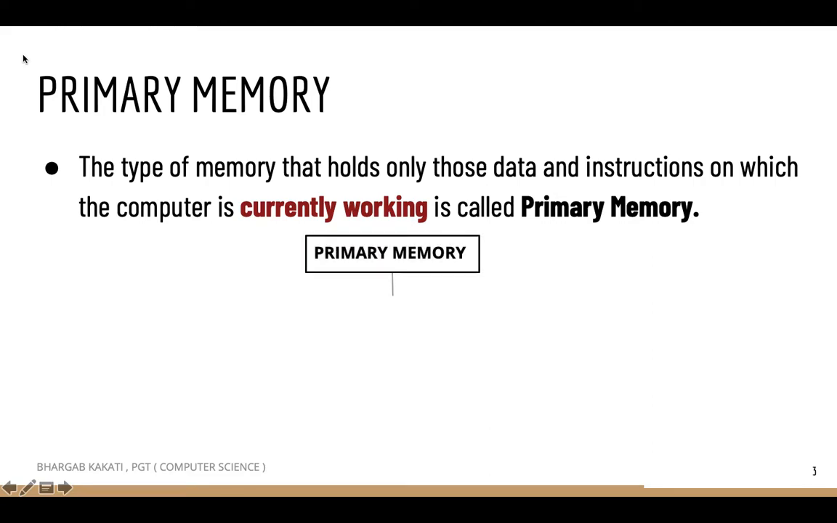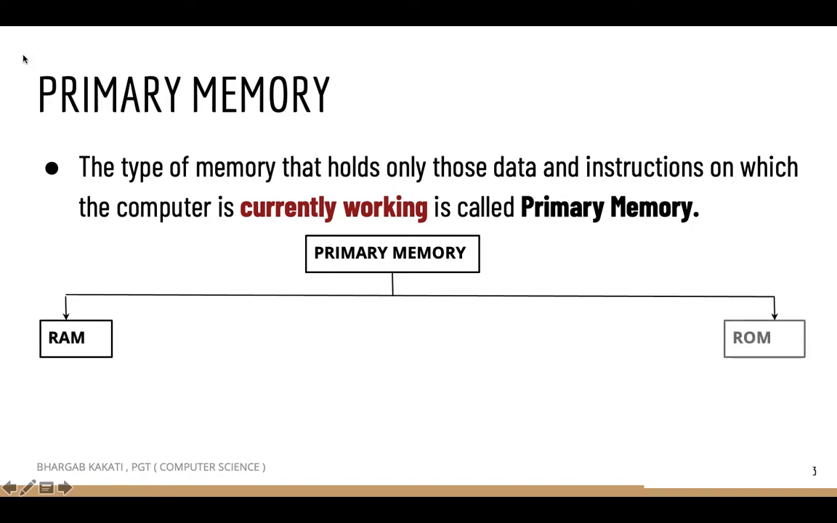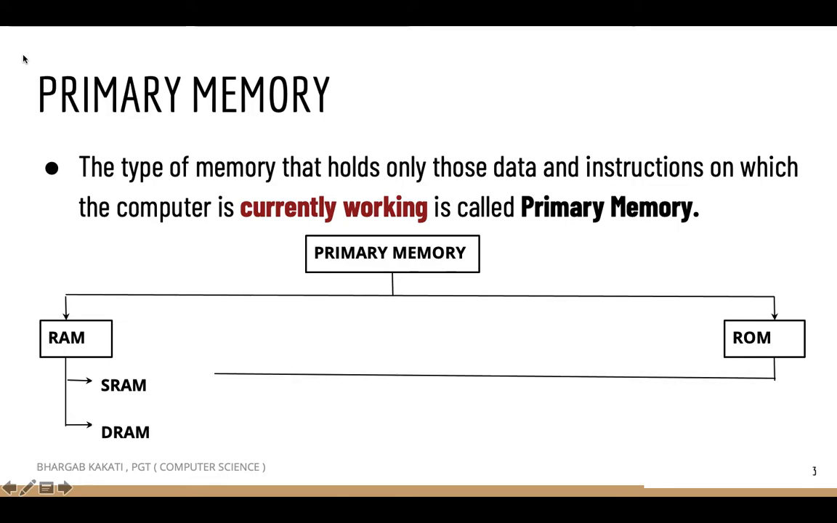So the primary memory of a computer is divided into two types. It is RAM and ROM. Further, RAM is divided into two types known as SRAM, that is static RAM, and DRAM, that is dynamic RAM. Similarly, ROM is also divided into certain parts known as PROM, EPROM, EEPROM, flash EEPROM, and mask ROM. We will discuss all the different categories of RAM and different categories of ROM also in the upcoming slides.